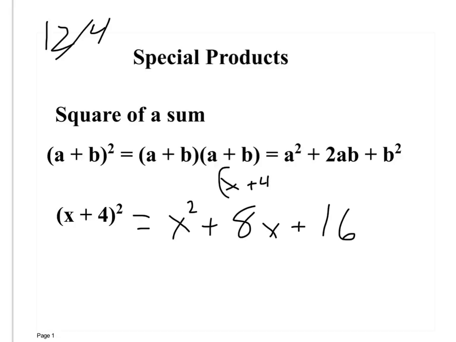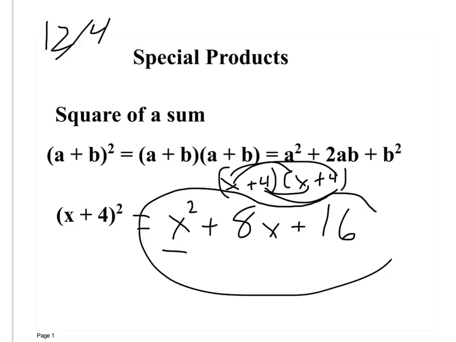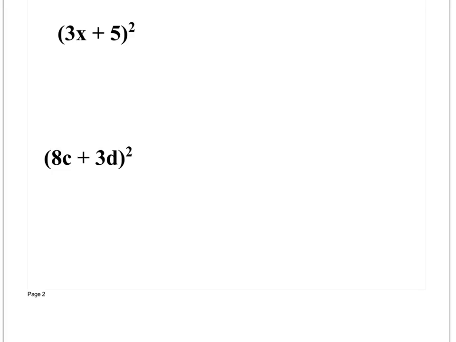Do x plus 4 times x plus 4. You get x squared. You get 4x, you get 4x, which adds to 8x, and then 4 times 4 is 16. So the square of a sum comes out to this always: the square of the first one plus 2ab plus the square of b. Any questions? 3x plus 5, we're going to square it.